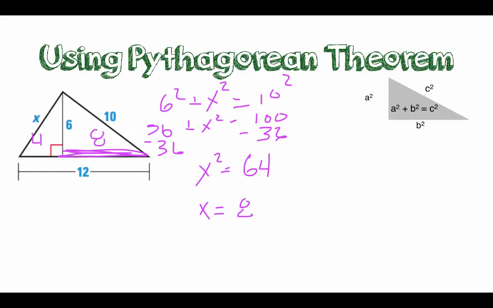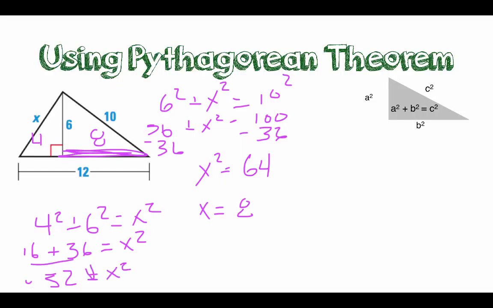We know that this is 4. So 4 squared plus 6 squared equals x squared. 16 plus 36 equals x squared. And we get the 52 on this side again equals x squared. Take the square root of both sides. Square root of 52 is square root of 52 for our purposes.